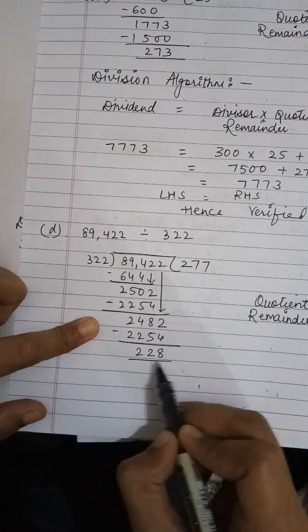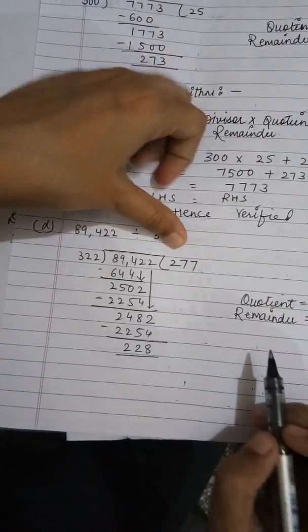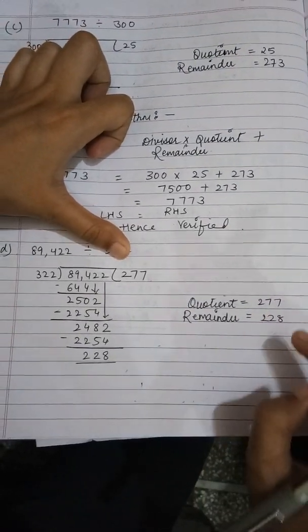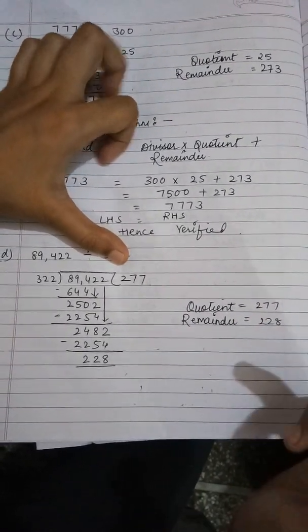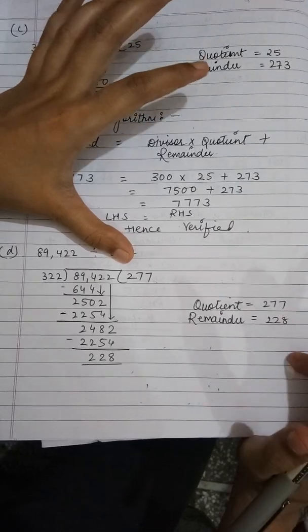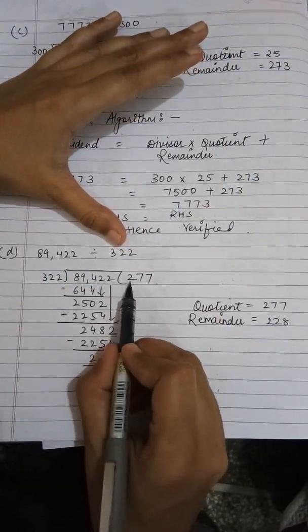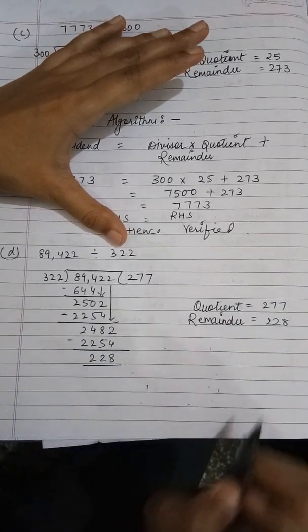2254, remainder is 228. So now my question is, please make sure that you are writing the quotient and the remainder on the side, because they have particularly asked you to tell the quotient and the remainder. So don't forget to write the quotient and the remainder. So the quotient is 277 and the remainder is 228.